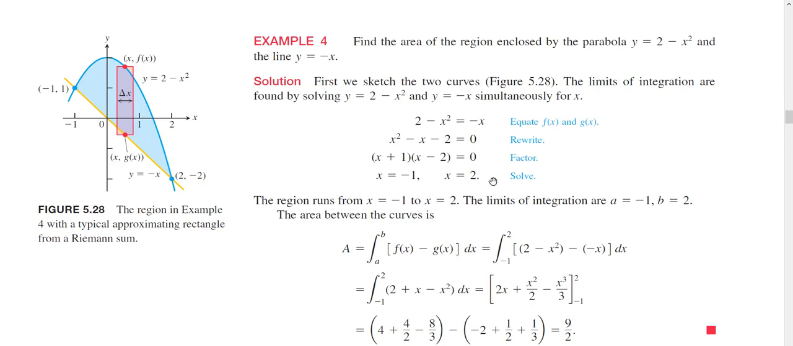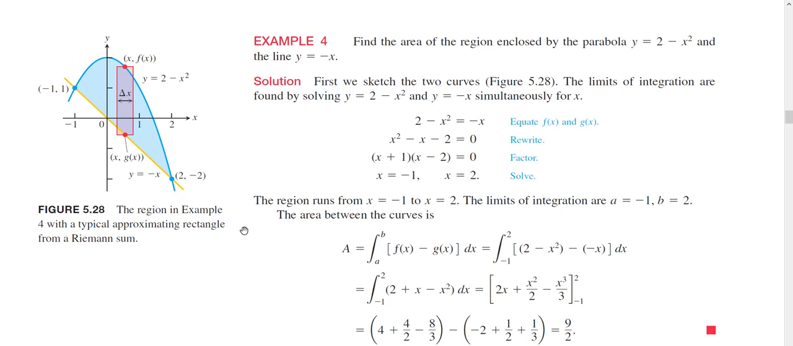By solving this, we have x = minus 1 and x = 2. When x = minus 1, we have y = 1. So this is the point of intersection, and the second point of intersection lies at x = 2. When x = 2, y = minus 2. So these are the points of intersection of both the curves. So we have to find the area between the curves from minus 1 to 2.